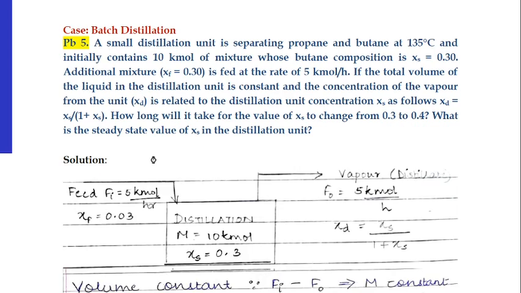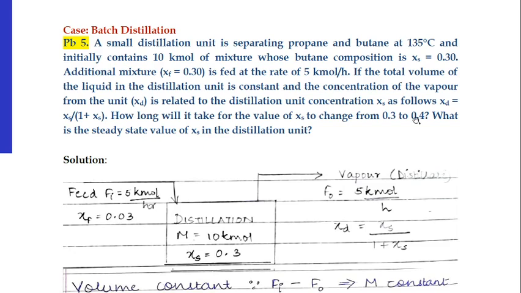Now the question is, how long will it take for the value of XS, the concentration in the residue, that is the liquid stream, to change from the initial value 0.3 to 0.4? So the concentration may increase. How long will it take? The second question: what is the steady state value of XS in the distillation unit? So this will occur under unsteady state condition, 0.3 to 0.4.